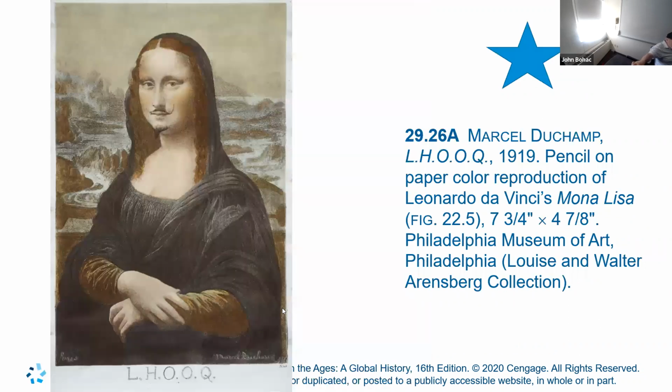I got another, this is a postcard, paper color reproduction of Mona Lisa. And this again is at the Philadelphia Museum of Art. Taking Mona Lisa and with a pen, it says pencil here. I thought it was a pen, but anyway. Drew the mustache and a beard. Little goatee on Mona Lisa.